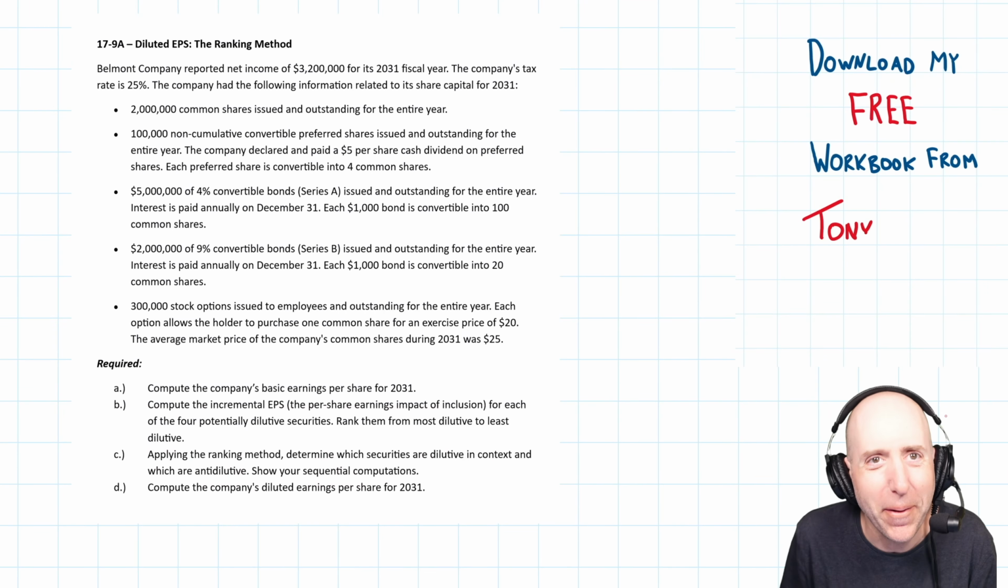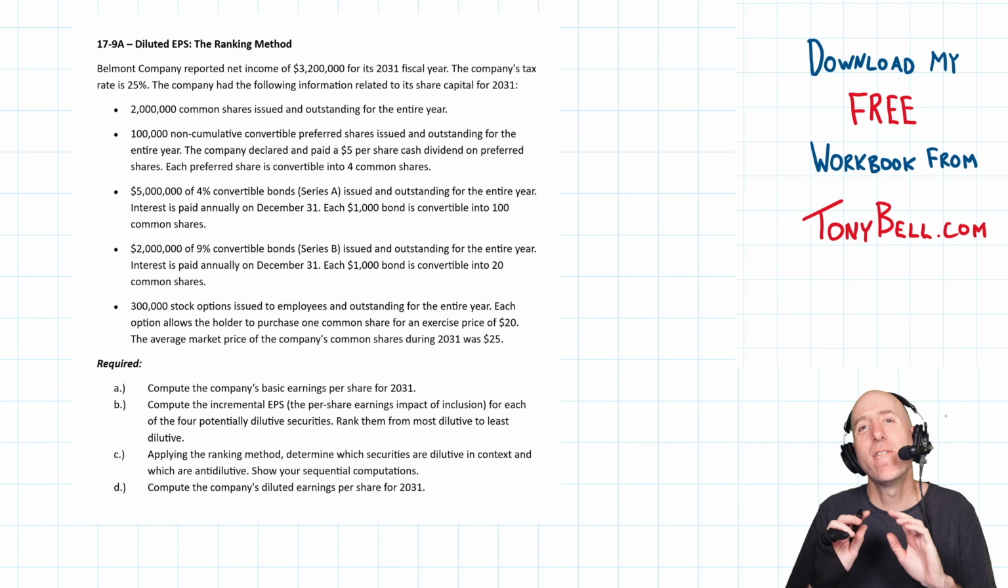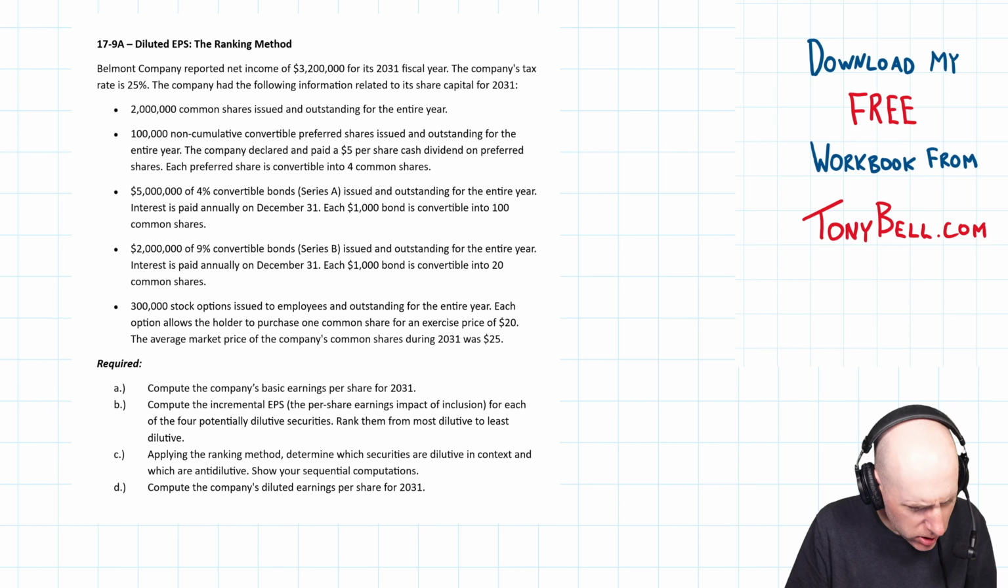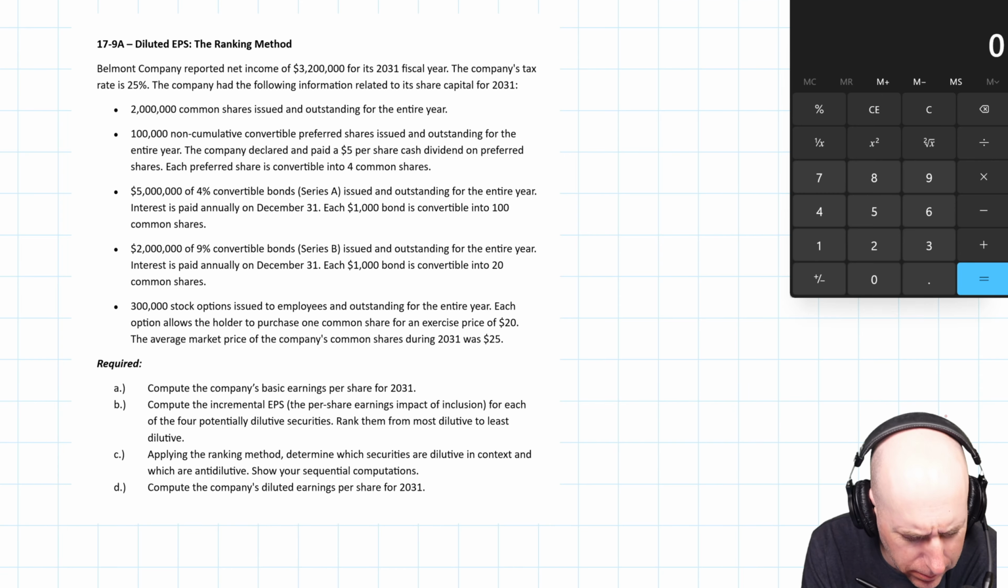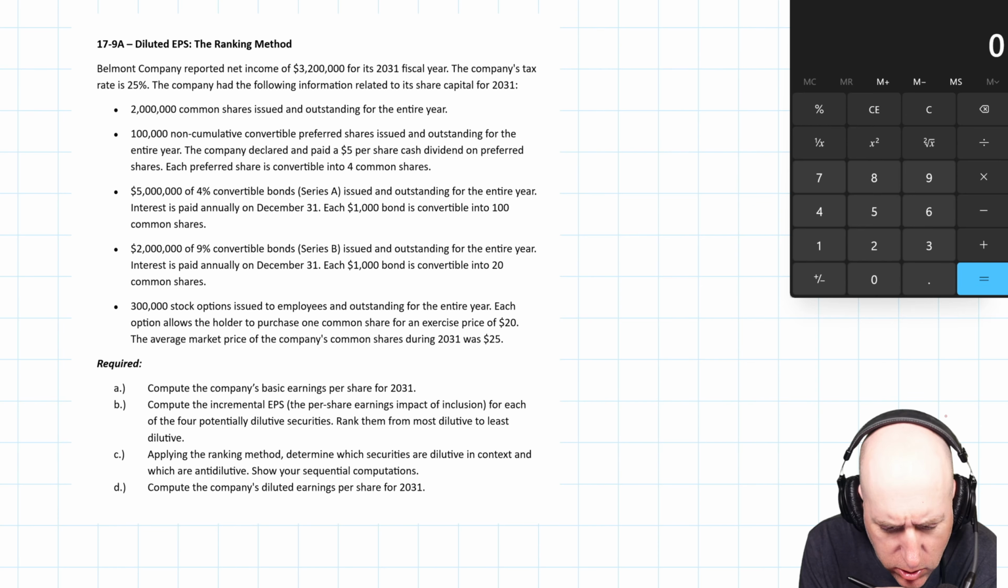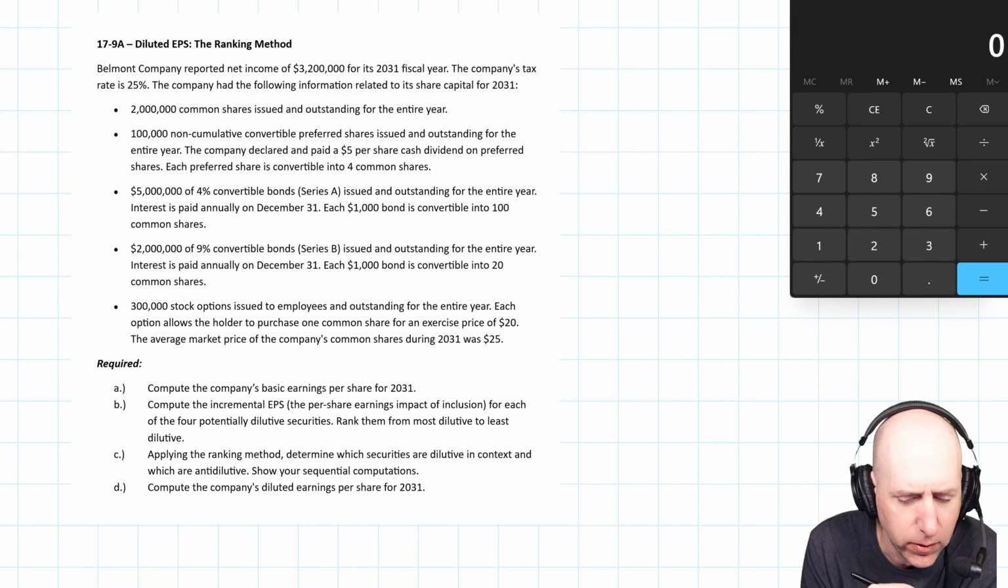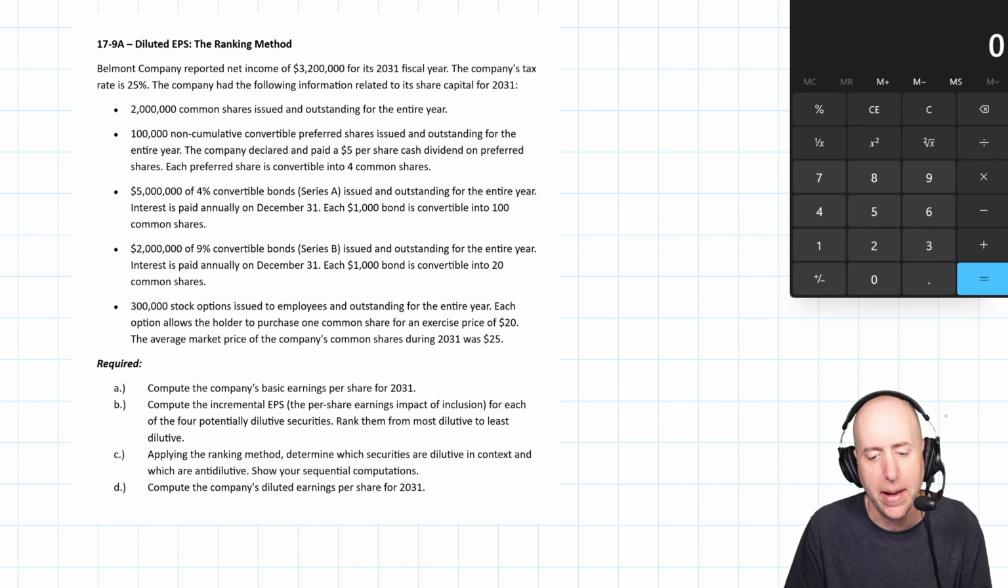Let's take a look at problem 17.9a, a really big earnings per share question. Belmont Company reported net income of $3.2 million for its 2031 fiscal year. The company's tax rate is 25%, and the company had the following information related to its share capital.